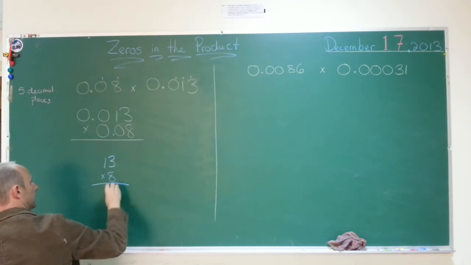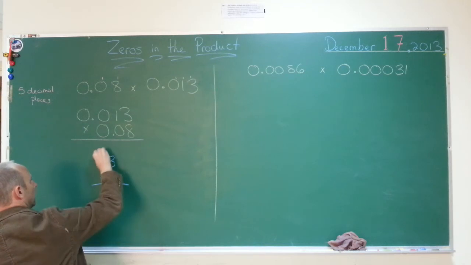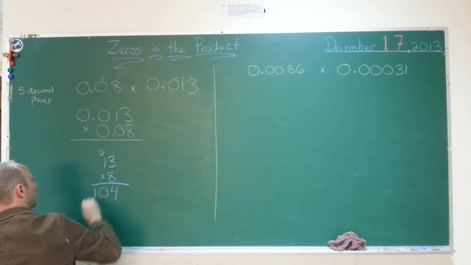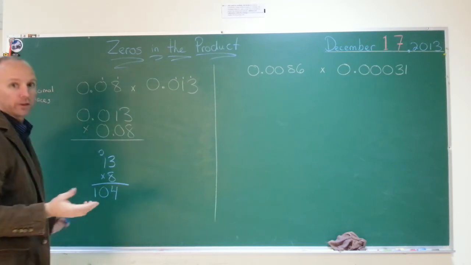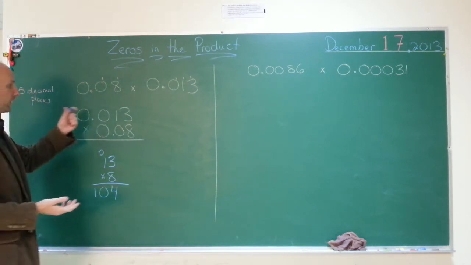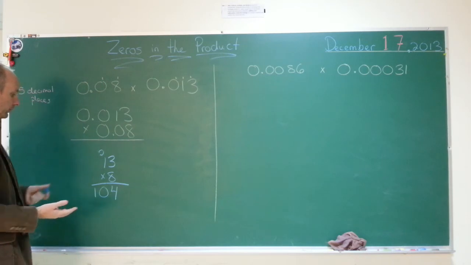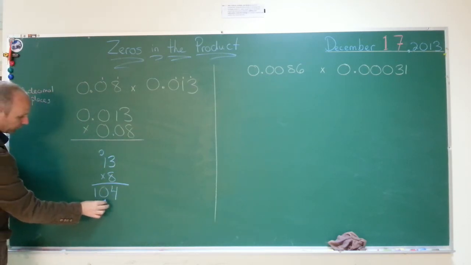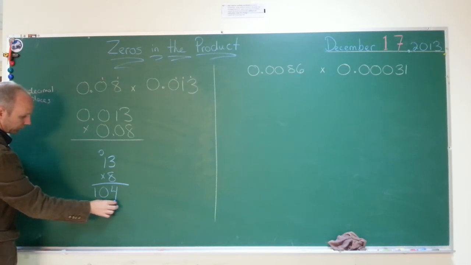And that's going to be 8 times 3, I have 24. 8 times 1 is 8, and the 2, 104. Well, of course, we know that's not the right answer because we multiplied a decimal less than 1 by a decimal less than 1. It can't be 104. It's just impossible. What I have here is 3 numbers, 3 different values.